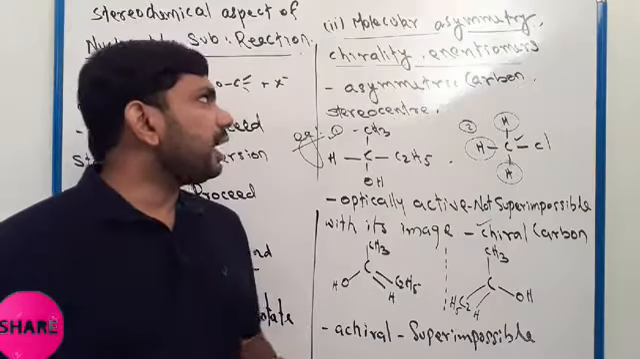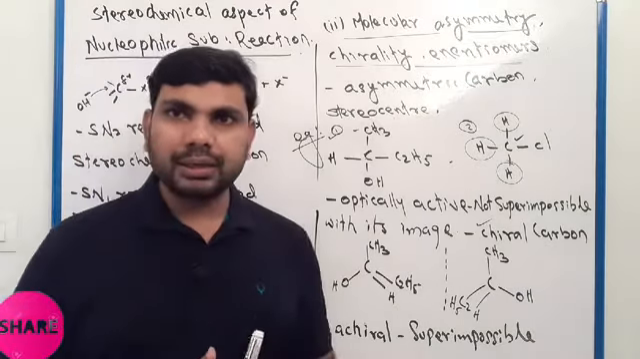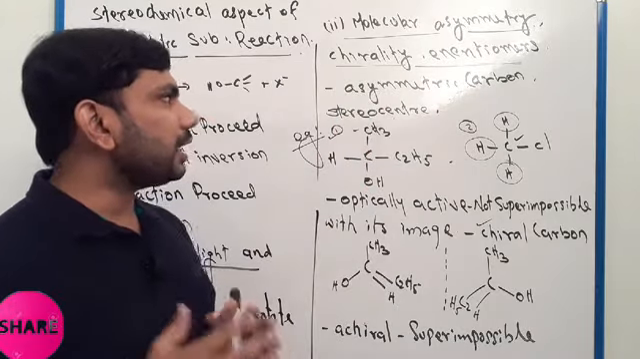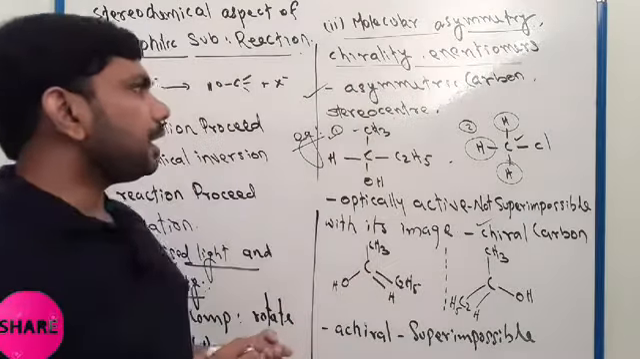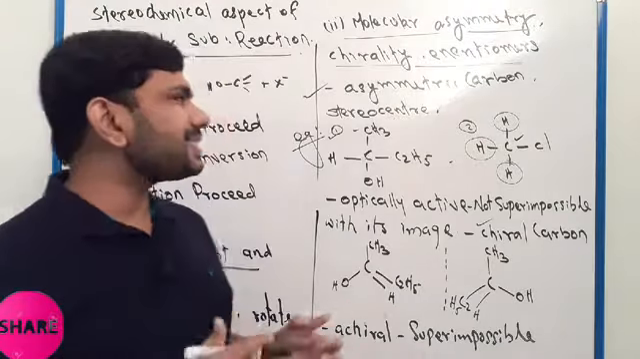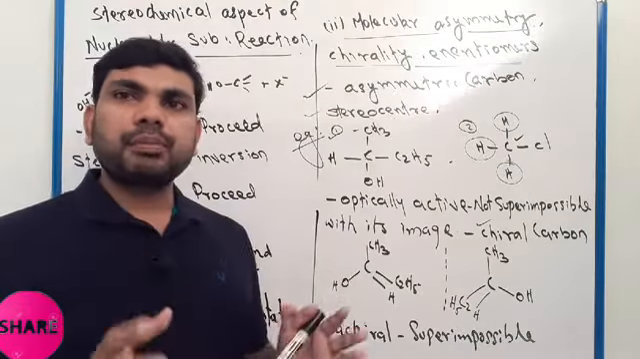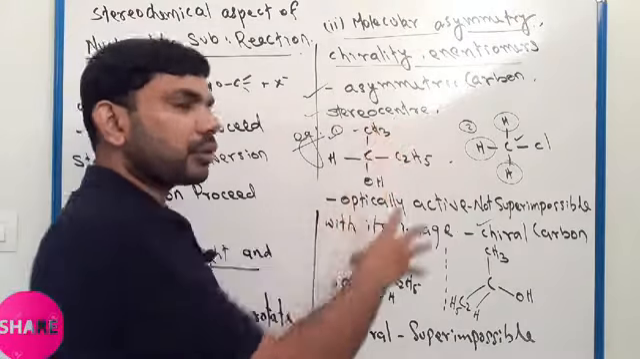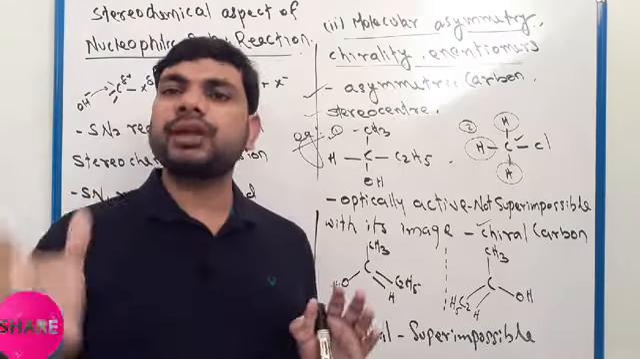Clear? Next, we have to understand molecular asymmetry, chirality and enantiomer. The first point is asymmetric carbon. Asymmetric carbon means a compound which contains a stereo center. You can understand it like this. This is one example of a compound which contains an asymmetric carbon: a compound which contains a carbon atom with 4 different groups.